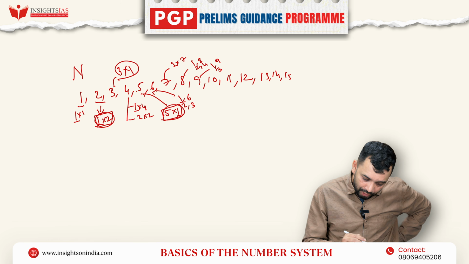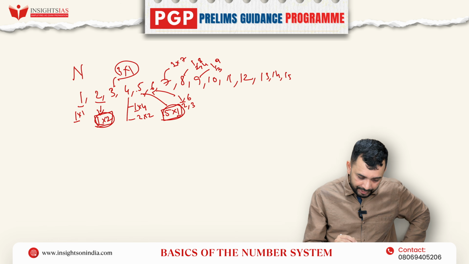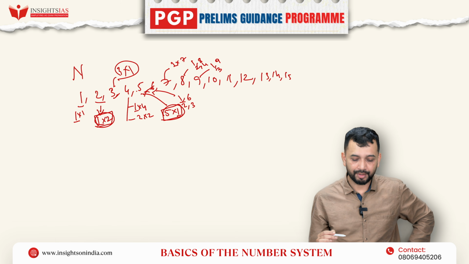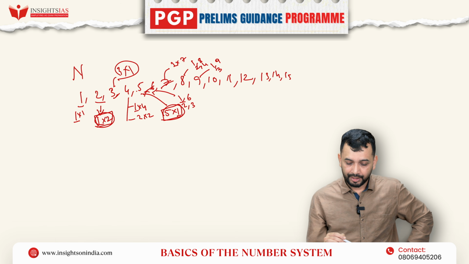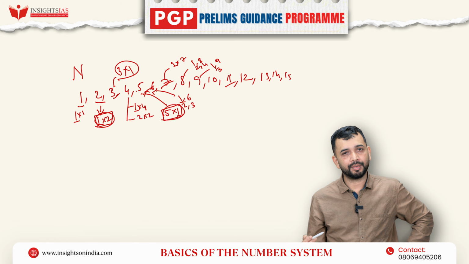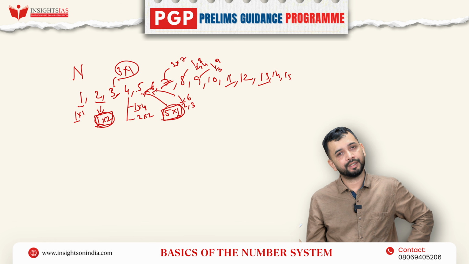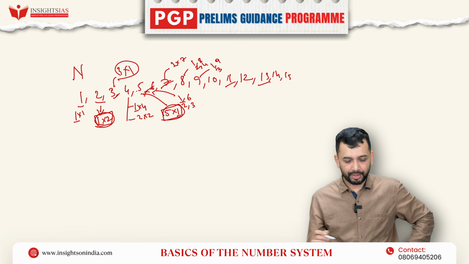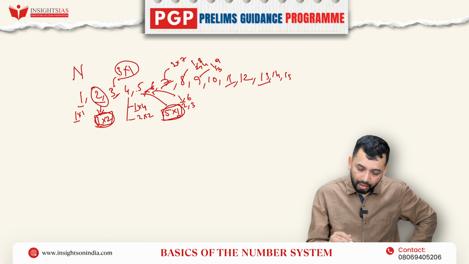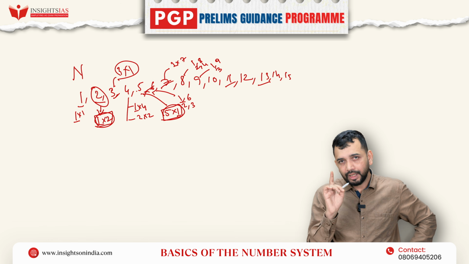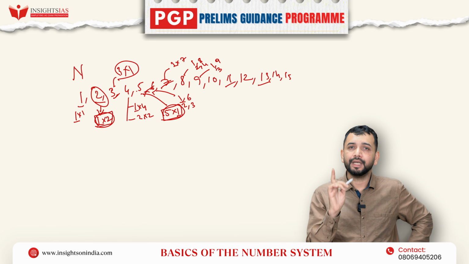Also, if you look at prime numbers, 3 is a prime number. 5 is a prime number. Next, 7 is a prime number. Now 11 is a prime number, 1 into 11. 13 is a prime number. If you look at all the prime numbers except 2, all are odd in nature. The only even number which is prime is 2.